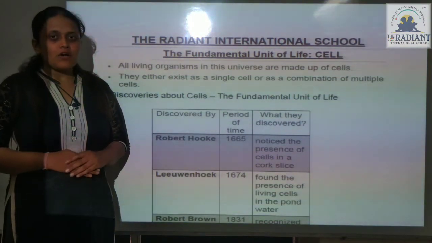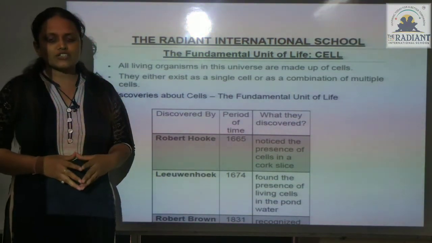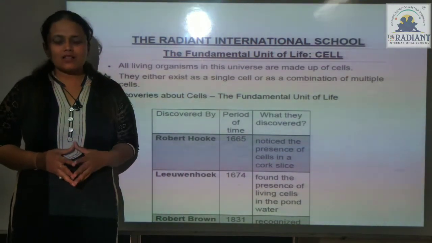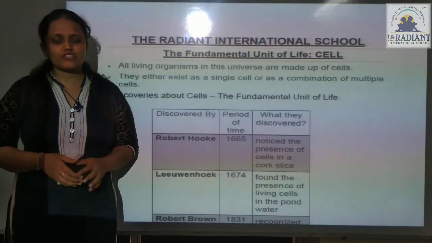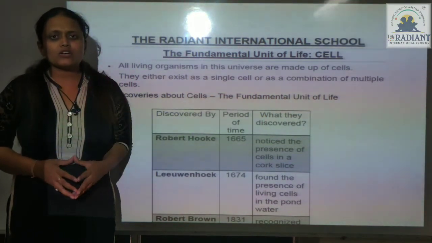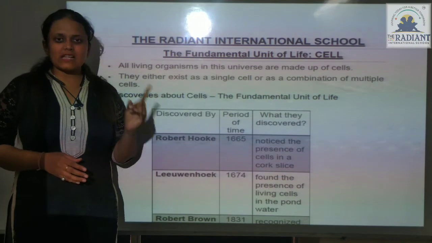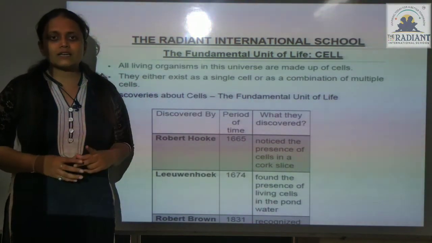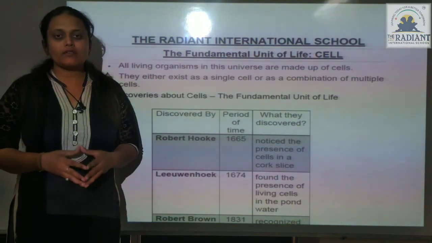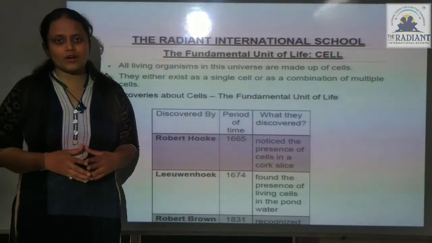So here we will start first with the introduction and the main statement of this chapter, that is, what is a cell? The cell is the structural and functional unit of life of all living organisms. Here we focus on two main things. Number one, structural. It is the cell which is providing a structure to the body of a living organism, to the life of a living organism.